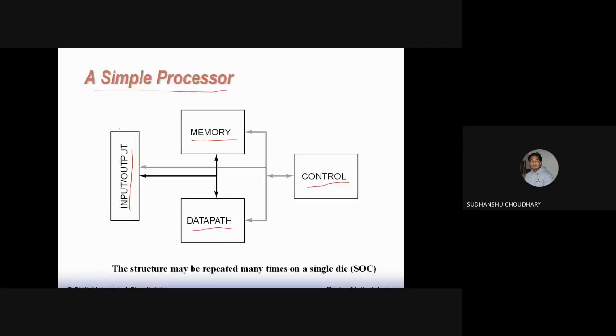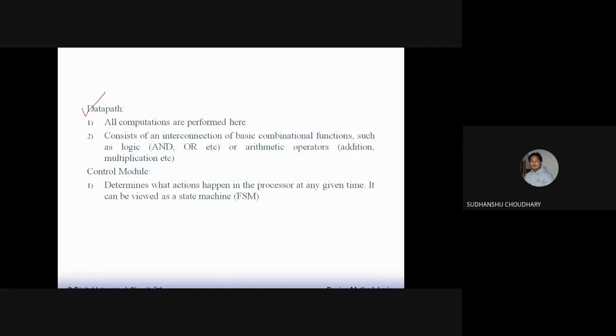Now if we talk about the data path, it is a place where all computations are performed, and it consists of an interconnection of basic combinational functions such as AND or OR gates or arithmetic operators, for example addition, multiplication, etc. So all these are part of the data path.